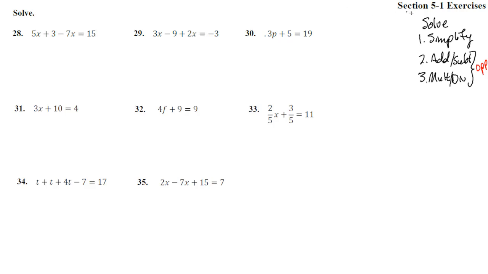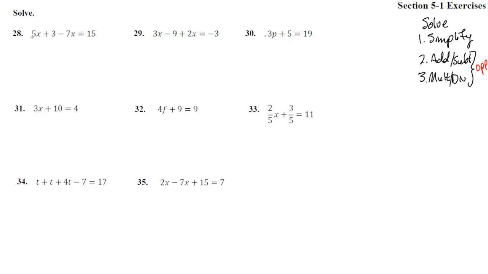Here we are in section 5-1, exercises 28 through 35. Here we're going to add just a little bit of things where we have to simplify first before we can get rid of the addition, subtraction, multiplication, and division by using the opposite or inverse operation.